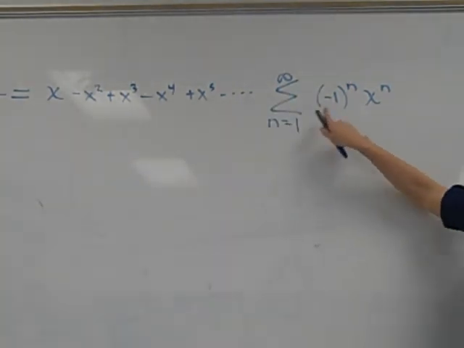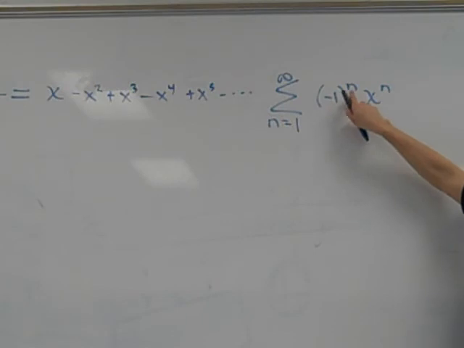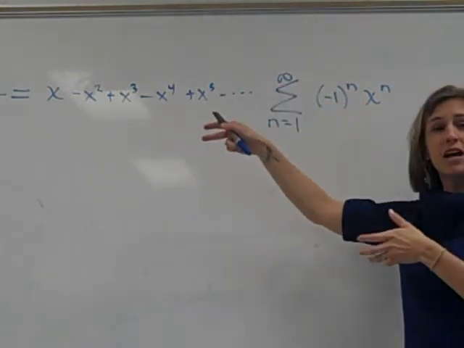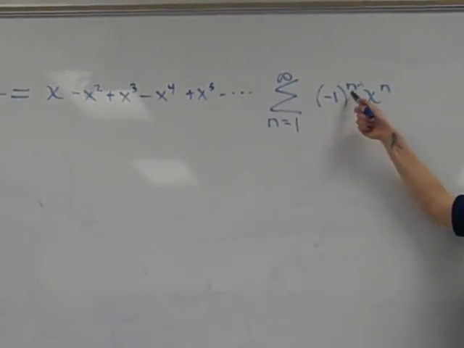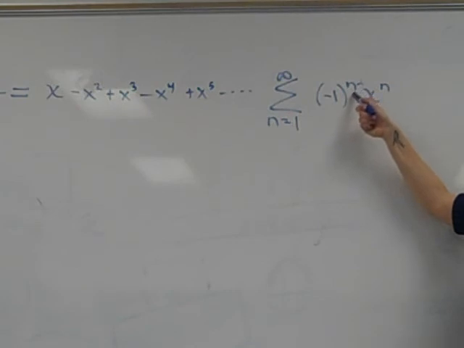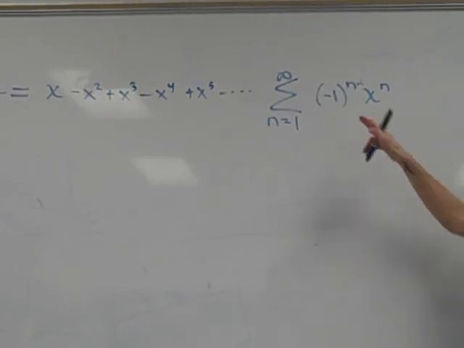But if n is 1, this is wrong, because negative 1 to the first is negative 1, but my first term's not negative. So I just need to switch this. I need to put this in as n plus 1, or n minus 1. Either way would work. Now it's starting me off at n plus 1, which is 2, so negative 1 squared gives me that positive starting spot. And then my x term is also correct. So you just have to stop, look at your first term, and maybe change the powers. It's really only going to happen when you have that alternating series.